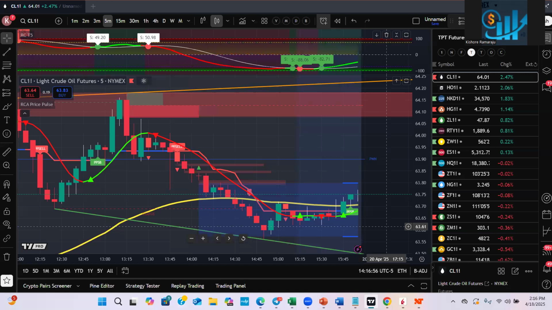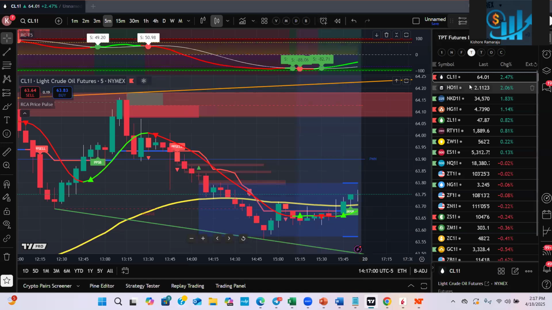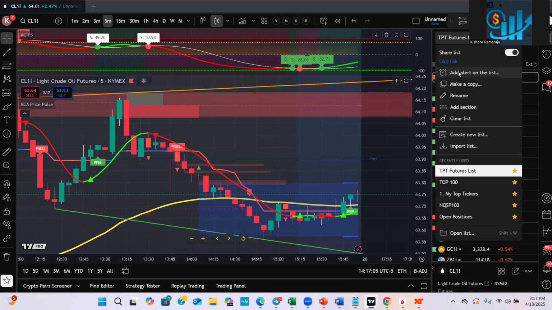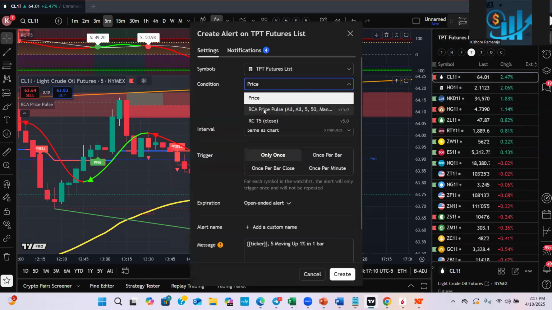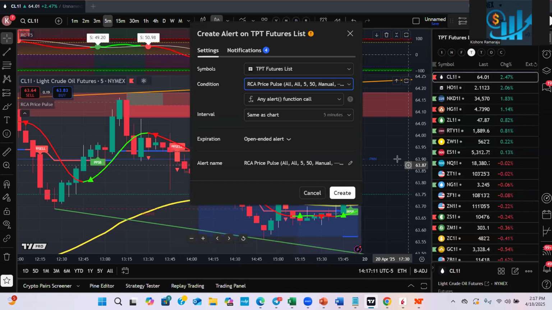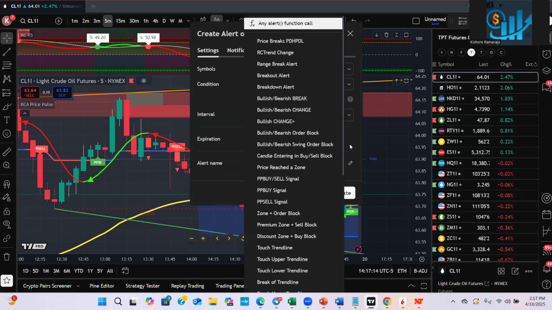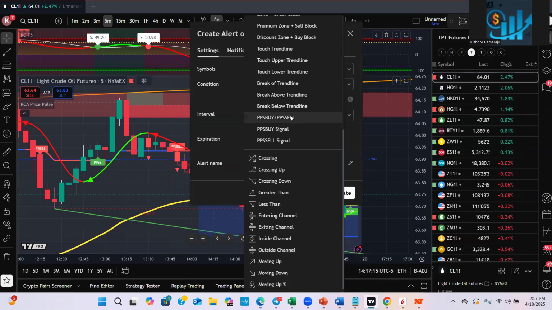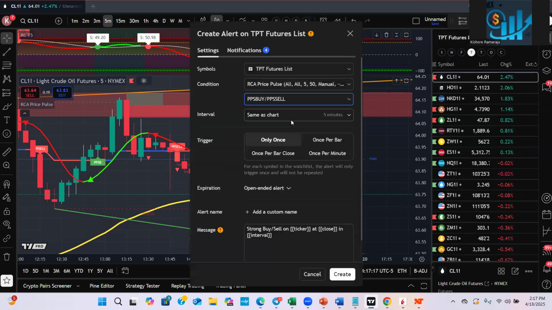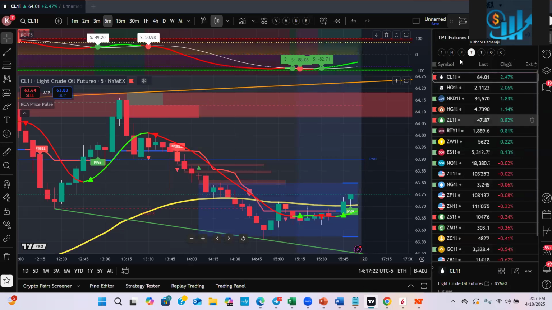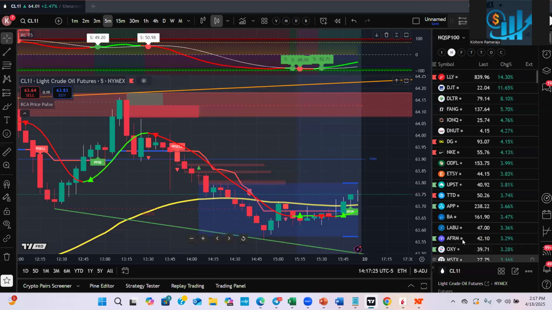Or let us say you have a premium plan with TradingView, then you can directly go here and say add alert on the list. Then you don't need to create one by one for each ticker. You can say price pulse strong buy, strong sell, once per bar close, create. Then it will create for all these tickers. Even if you have 1,000 tickers, it will create the alert for all 1,000 tickers. You don't need to do one by one.